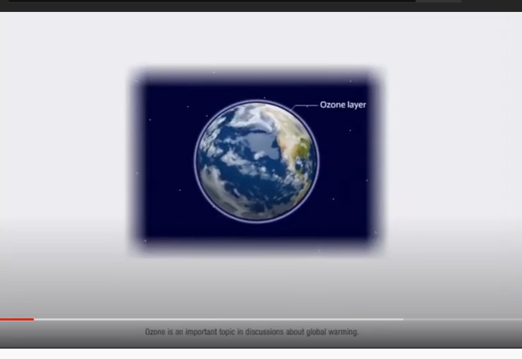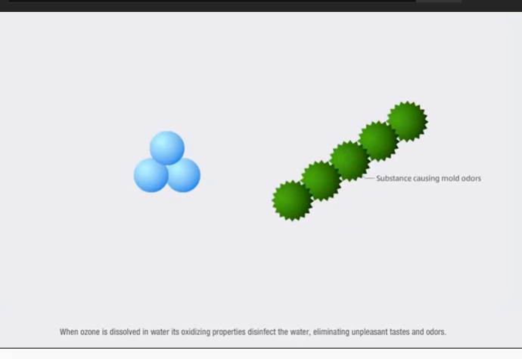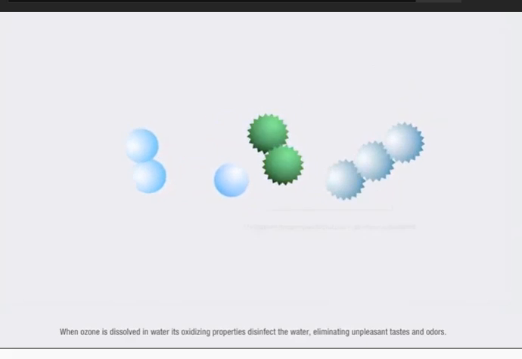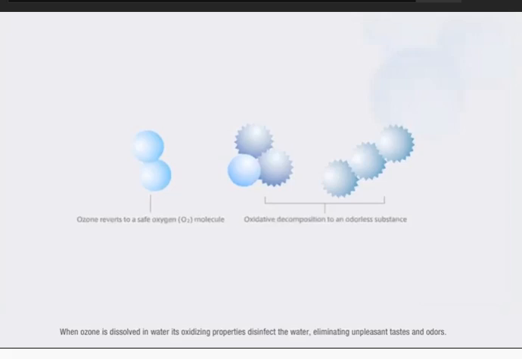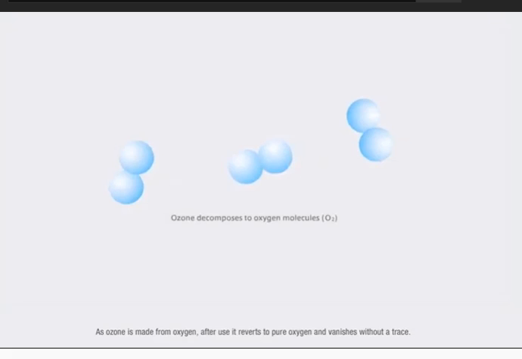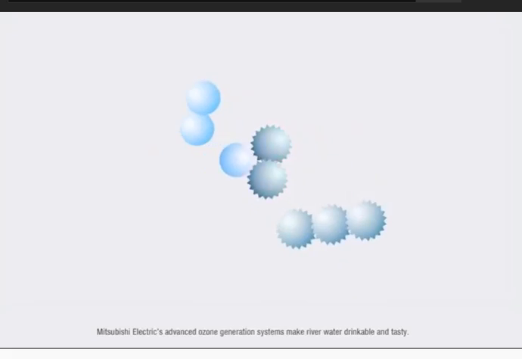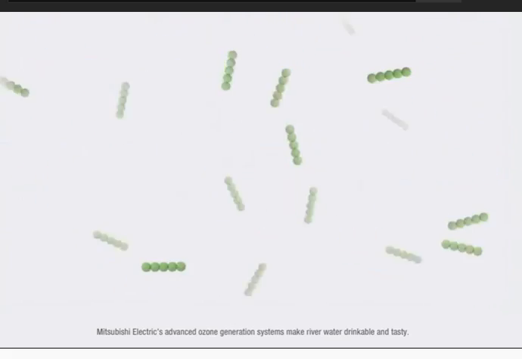Ozone is an important topic in discussions about global warming. Known by the symbol O3, ozone is formed when an extra oxygen atom binds to an oxygen molecule. When ozone is dissolved in water, its oxidizing properties disinfect the water, eliminating unpleasant tastes and odors. As ozone is made from oxygen, after use it reverts to pure oxygen and vanishes without a trace. Mitsubishi Electric's advanced ozone generation systems make river water drinkable and tasty.